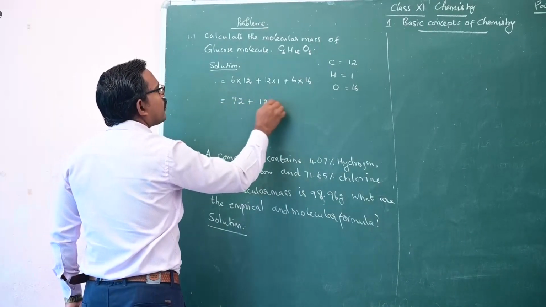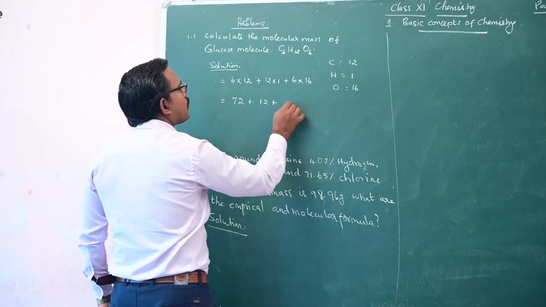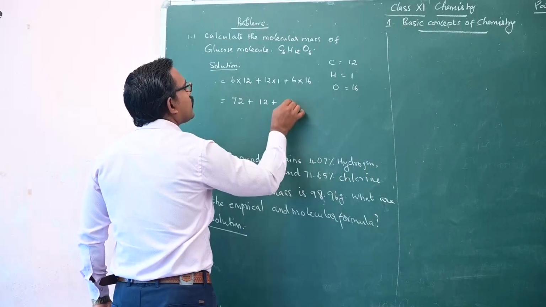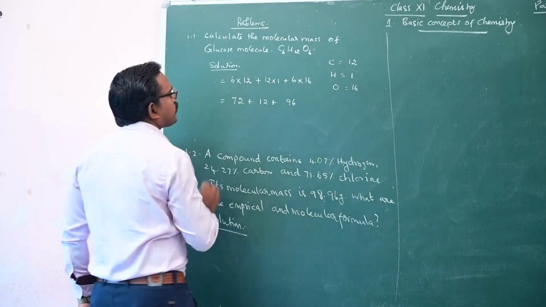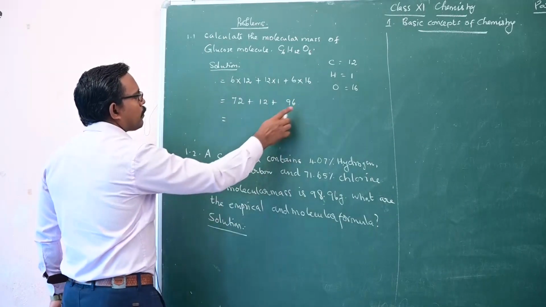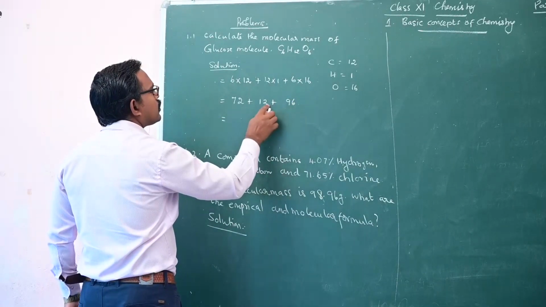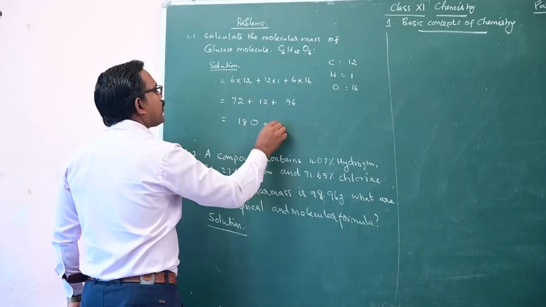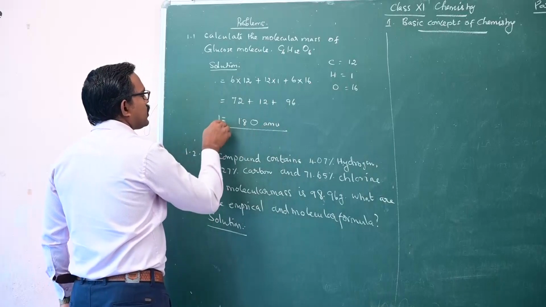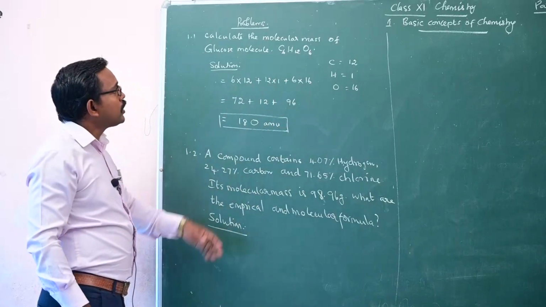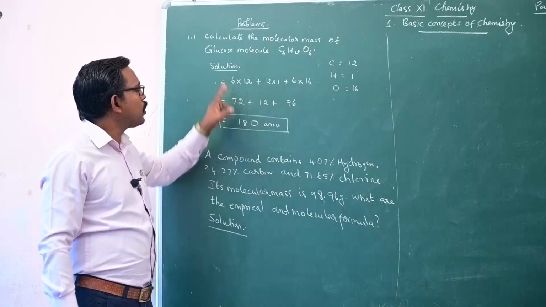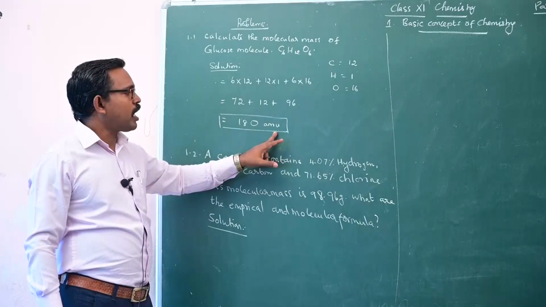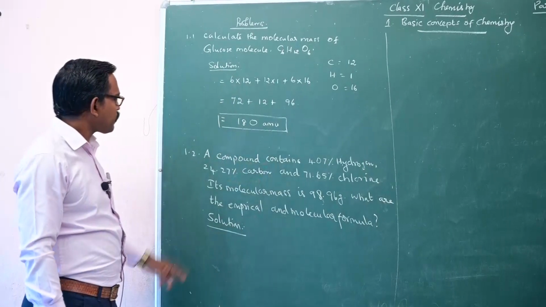72 plus 12 plus 96. So, total 180 atomic mass unit. This is the molar weight, or molecular mass, of glucose: 180 atomic mass unit.